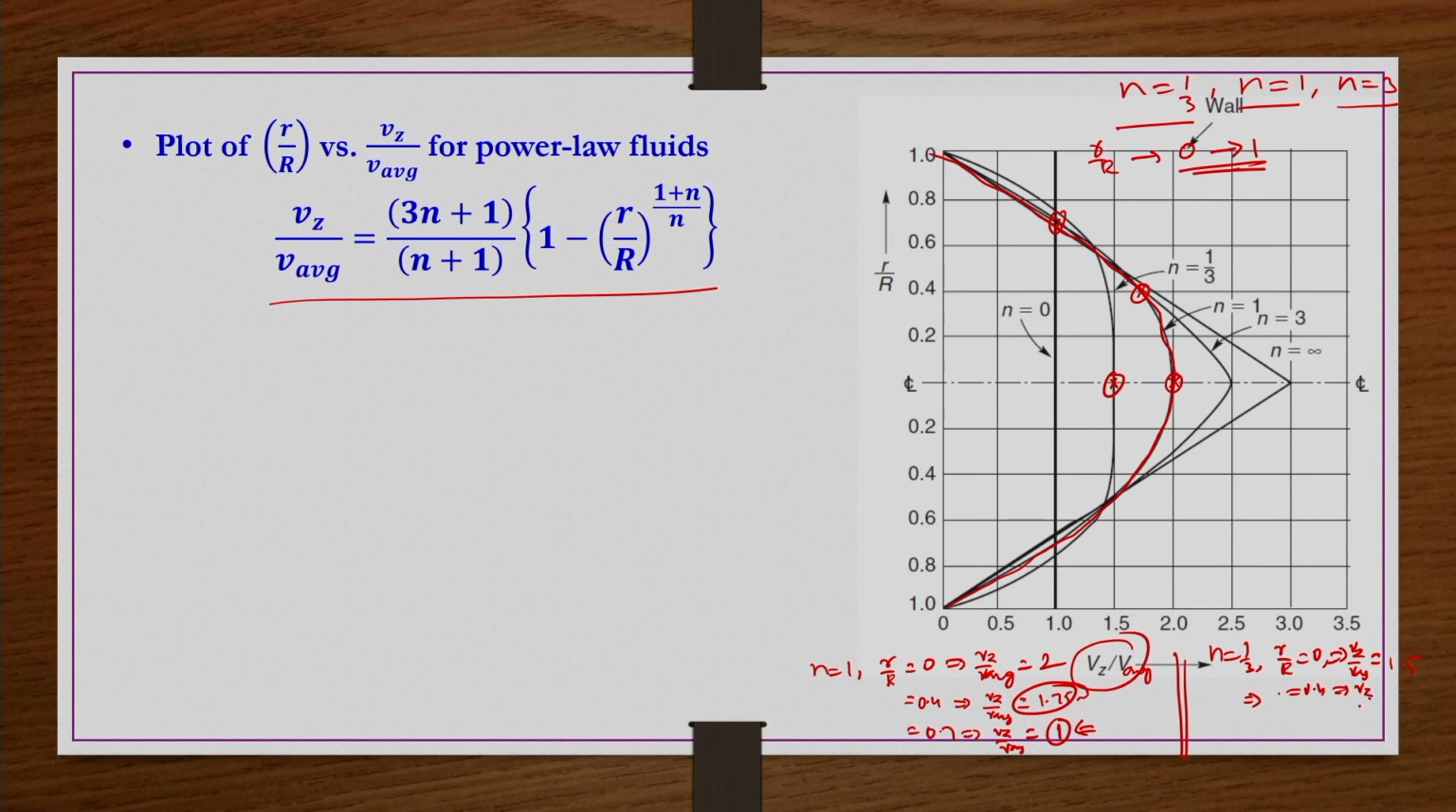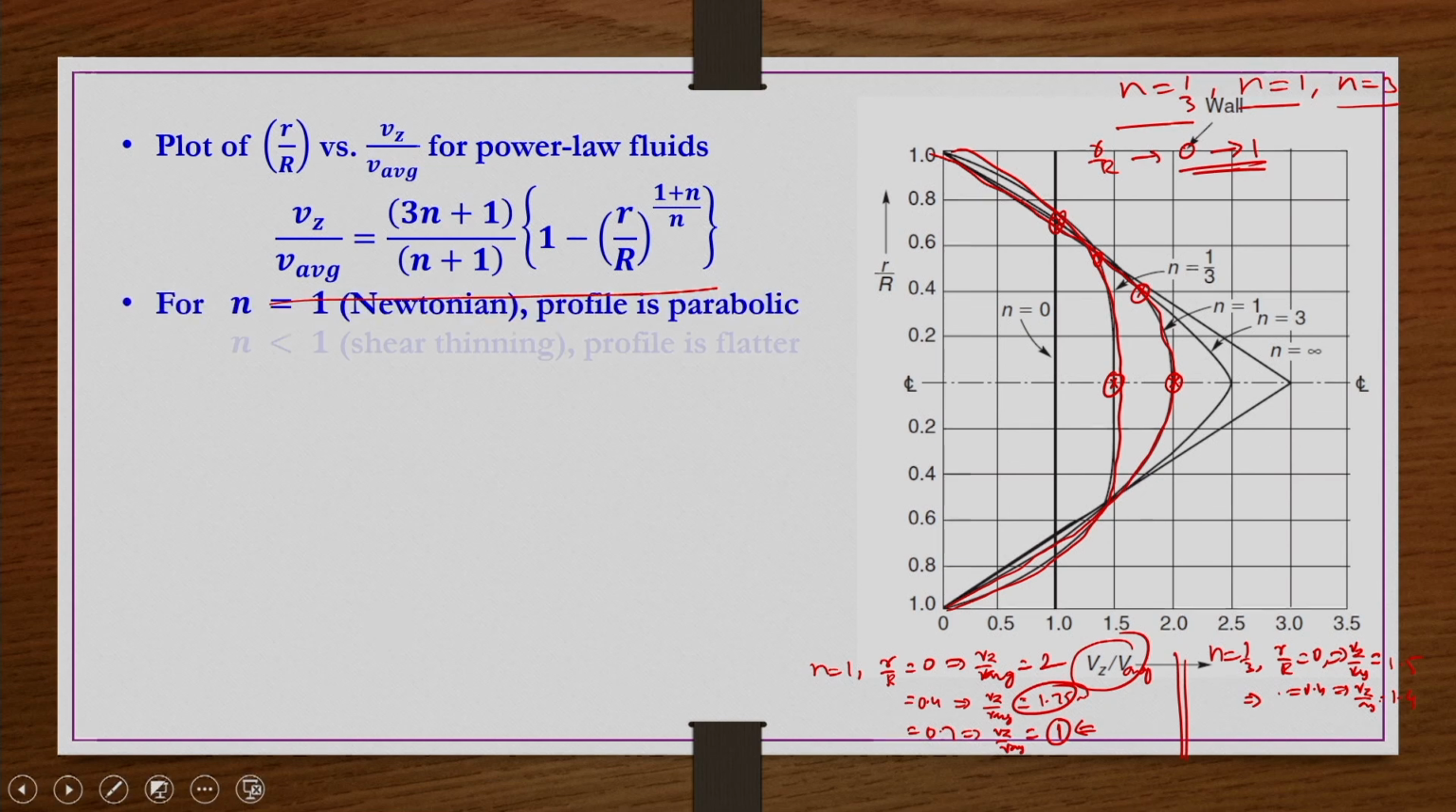Likewise, if you change the r by R value to 0.4 here in the next level, then this Vz by V average you are going to get roughly something like 1.4 or something like that. So, that data point is here. So, like that if you plot, for n equals 1 by 3 you are going to get a flatter profile like this curve. That means for Newtonian fluids it is a parabolic profile, but for shear thinning fluid it is a flatter kind of profile you can get here.